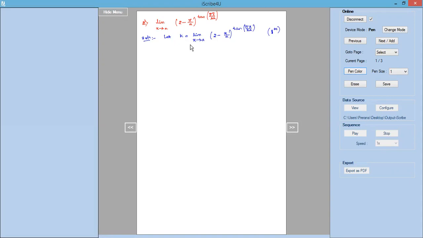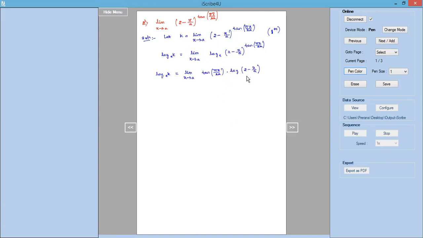We will take log on both sides, the natural logarithm. So log k to the base e is equal to limit as x tends to a, log of 2 minus x divided by a, tan of pi x by 2a in the power. So again it is of the form log m power n, so we can write it down as n log m. So it is tan of pi into x divided by 2a into log of 2 minus x by a.